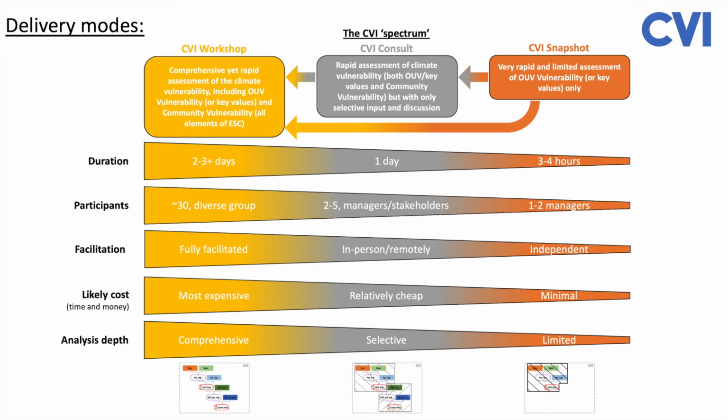Each of these examples that we've seen have been outcomes from the full workshop delivery mode of the CVI, but we also have other shorter and less resource requiring options for the CVI delivery. You'll see down the bottom the thumbnails of the CVI framework and the area of that framework that each of these modes covers. On the left-hand side, as I've said, that's the full workshop, multiple stakeholders and multiple days. And that contrasts with the very right-hand side, which is a snapshot, a few number of managers and a consultation that can even be done in a remote delivery fashion.